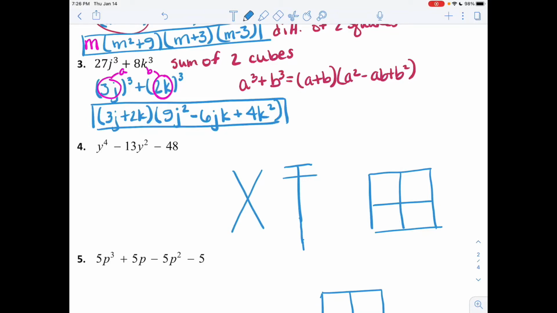Now let's take a look at problem number 4. I do not have a GCF because there's a 1 here and this doesn't have a y, so nothing in common with my variable either. So I am ready to jump into factoring.